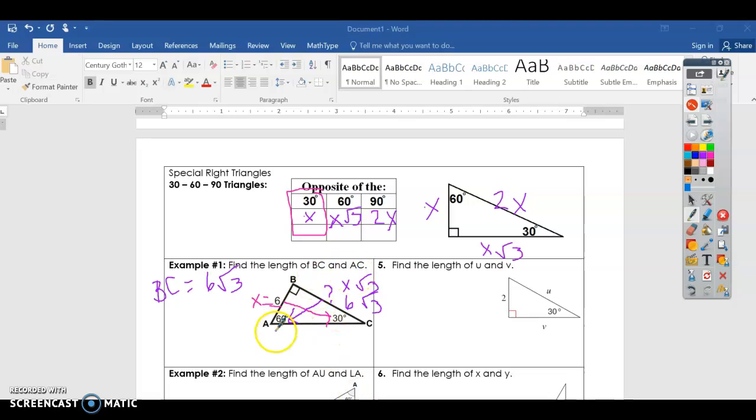Okay, now I'm going to find AC. AC is going to have this blue question mark. AC is across from the 90-degree angle. Across from the 90-degree angle is 2x. x in this case is 6, so 2 times 6 is 12. That means AC is 12. Okay, go ahead and find the length of U and V.